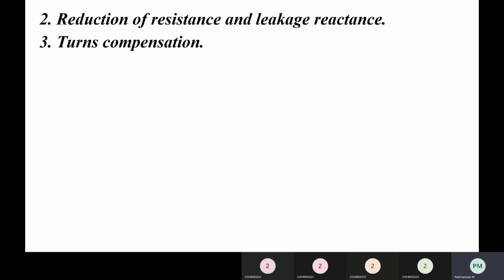At the same time, there is a general reduction in the ratio error over the entire working range of the burden. So this is called as what? Turns compensation. So the phase angle theta practically remains unaffected due to a small change in KT.